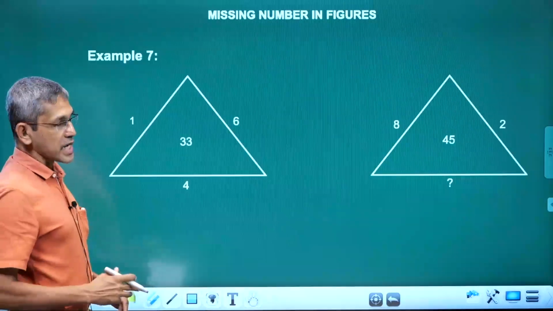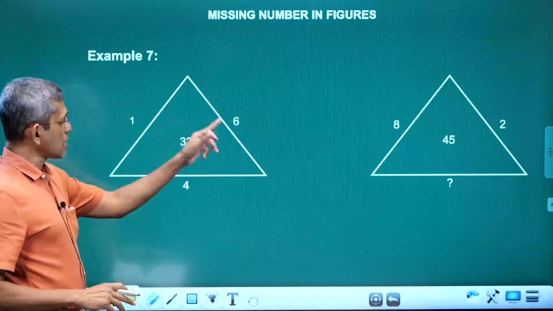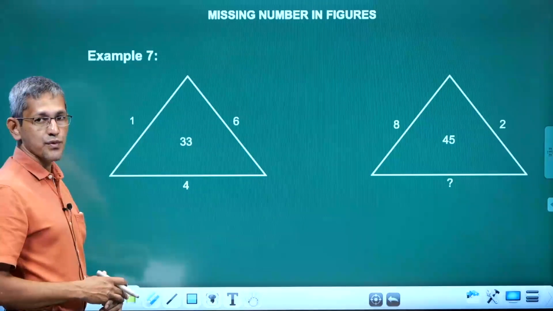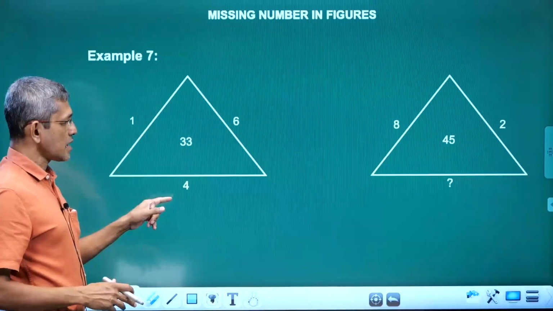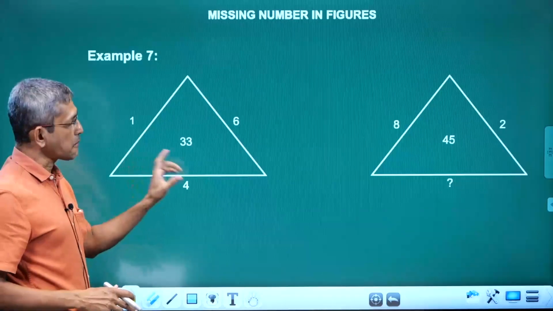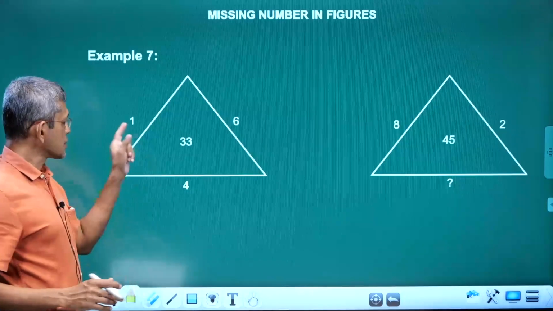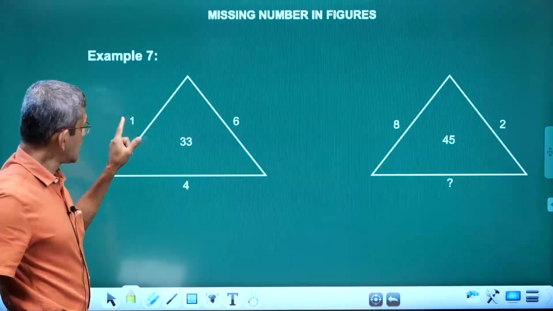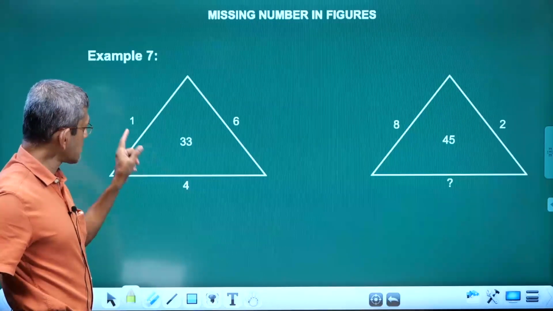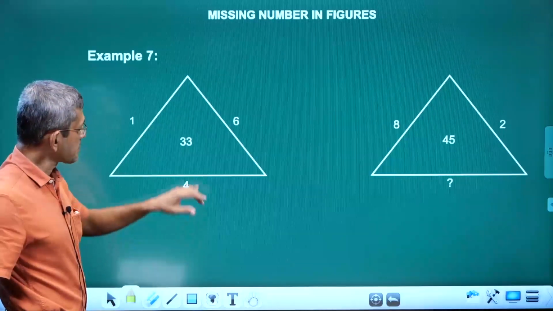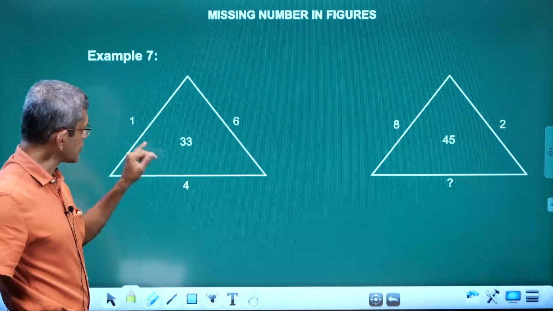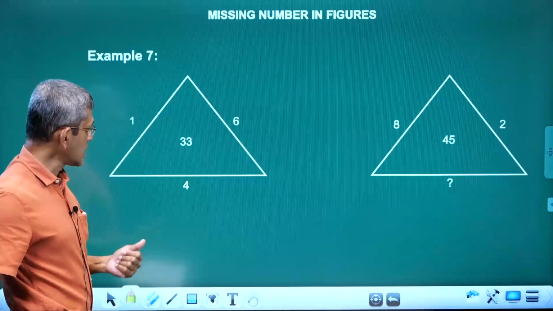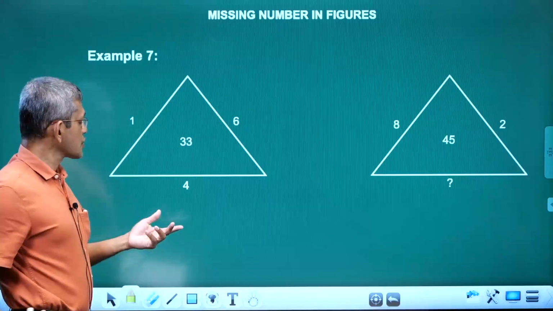Right, so we have two triangles. Look at the first triangle, all the numbers are given. In the second triangle, some number is missing. So what you have to do is look at the first triangle and find out what kind of pattern it is, then apply that to the second triangle. So here we have 6 and 4 and 1. It could be like 6 plus 4, 10, plus 1 is 11. That's one possibility. Or it could be 6 into 4, 24, and 24 into 1 is 24 itself, and here 33. The difference is 9. Where did that 9 come from? We have no idea.